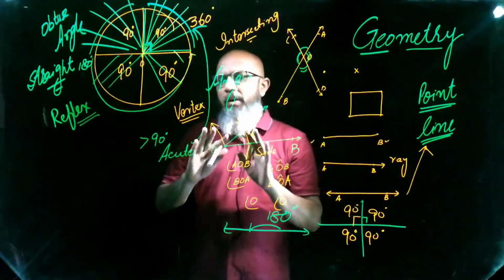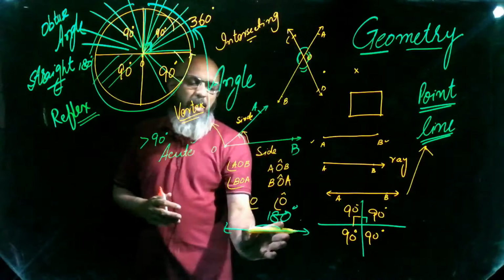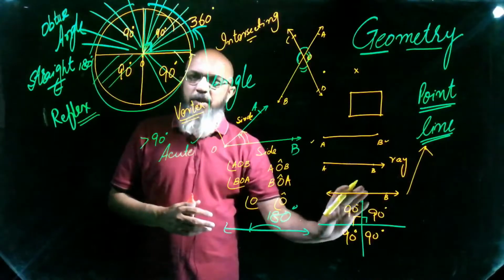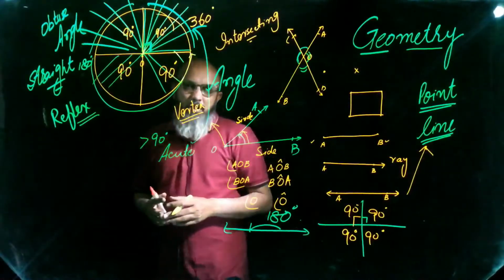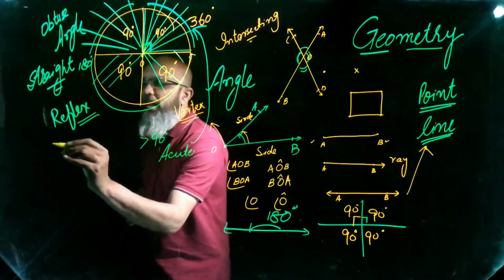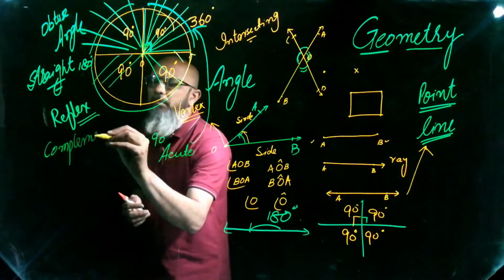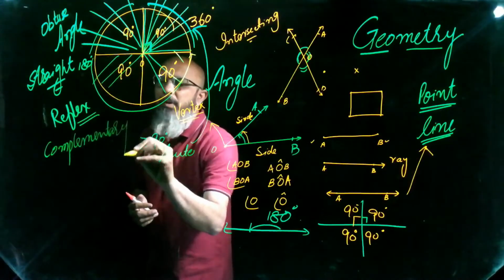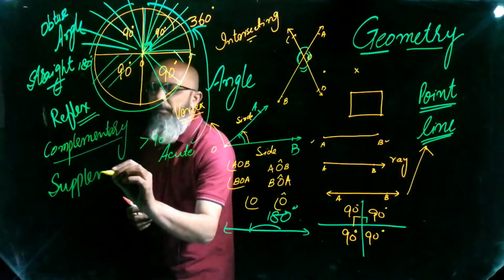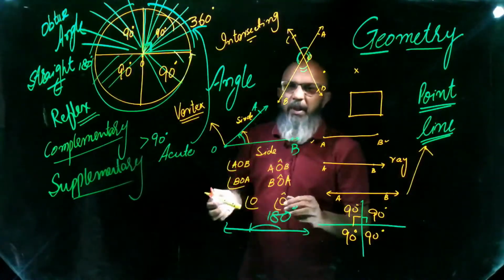Clear? So now I hope you understand all the types of angles. You also learned the angle of a straight line, that is 180, and the angle of perpendicular lines, that is 90 degrees. So now two more definitions, two more types of angles: complementary angles and supplementary angles. So what are complementary and supplementary angles?